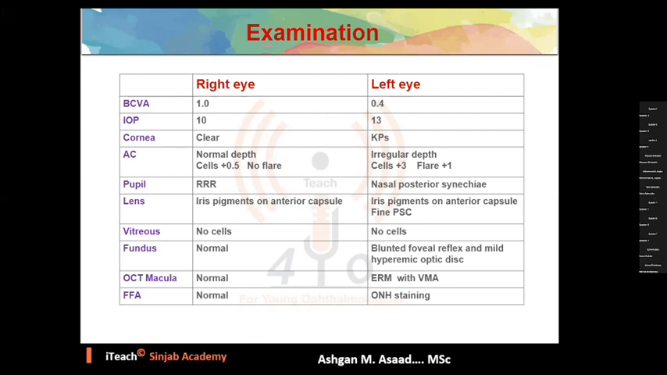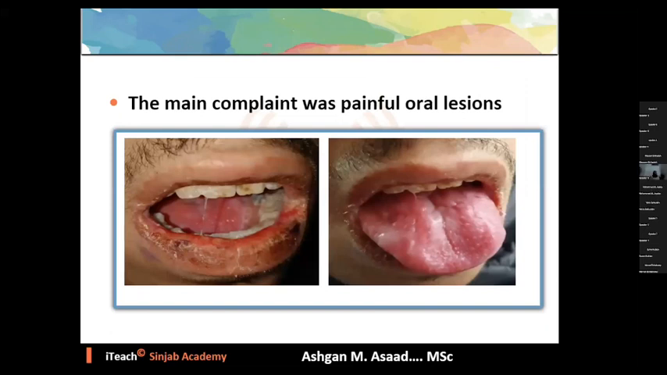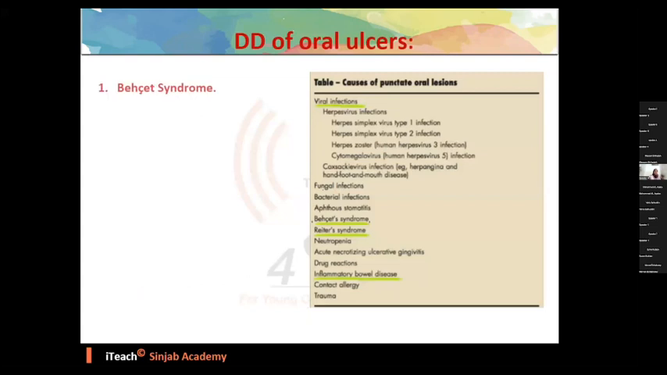OCT macula of the left eye demonstrated epiretinal membrane with vitreomacular adhesion, and fluorescein angiography showed optic nerve head staining in the left eye. The patient was referred as a suspected case because of oral ulcers and acute anterior uveitis of the left eye. The main complaint was painful oral lesions as shown in these photos. Differential diagnosis of oral ulcers includes Behçet syndrome, inflammatory bowel disease, and Reiter's syndrome, which are the main 3 causes of oral ulcers associated with acute anterior uveitis.